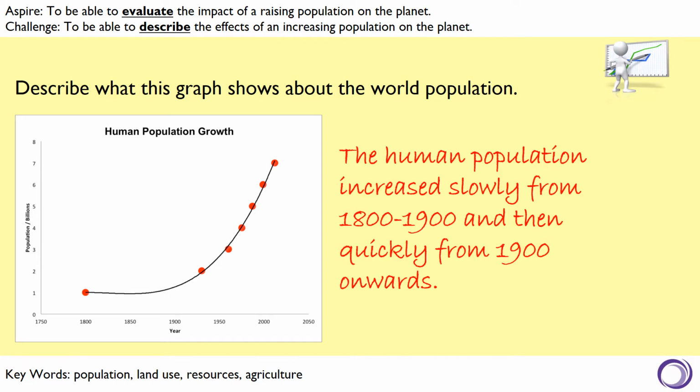Now, the graph shows that the human population increased, and as you can see, initially between 1800 to 1900, it increased quite slowly. You can see that the line on the graph's not as steep. Whereas from 1900, probably from about 1950 onwards, that increase was much more dramatic. And you can see that the line on the graph is much steeper, which shows that it's increasing very quickly over time.